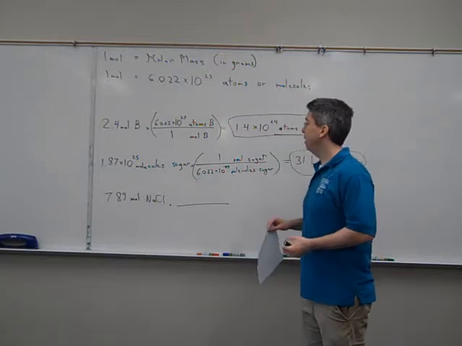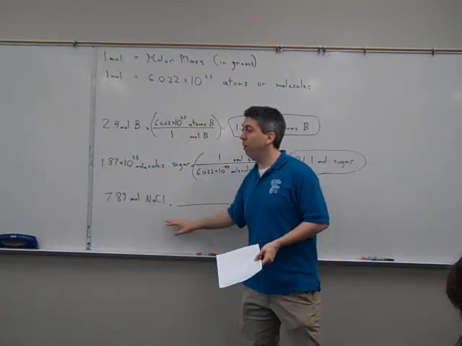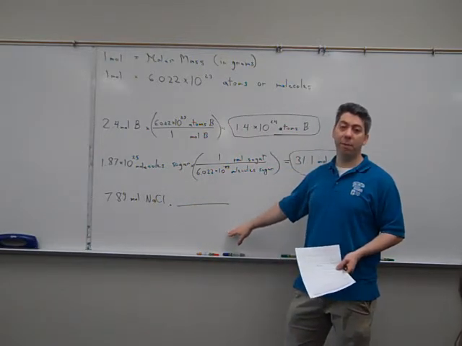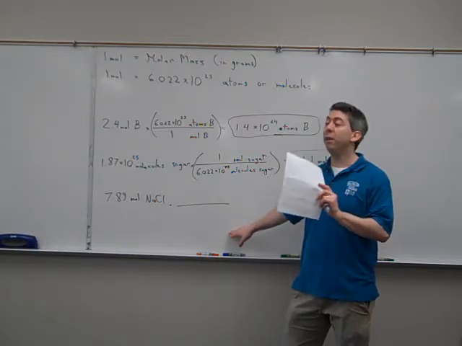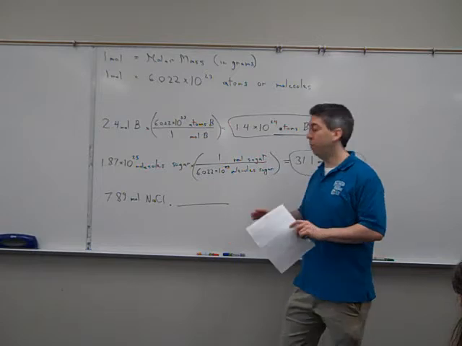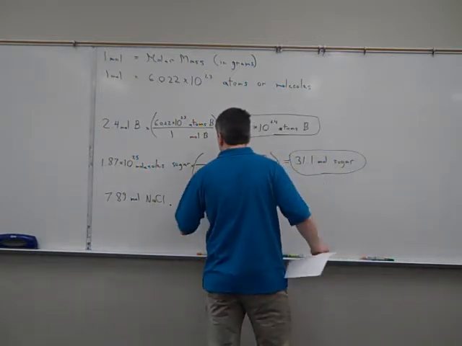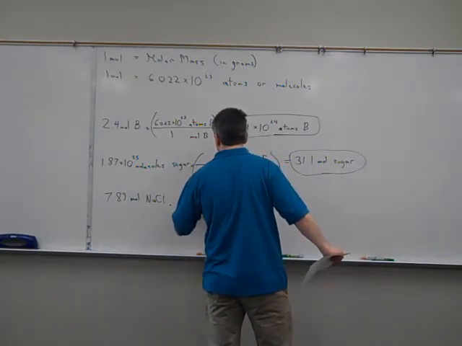So 7.89 moles of NaCl. What unit goes on the bottom here? Moles. Not a number, what unit? Moles. Notice how I always emphasize putting the unit first?